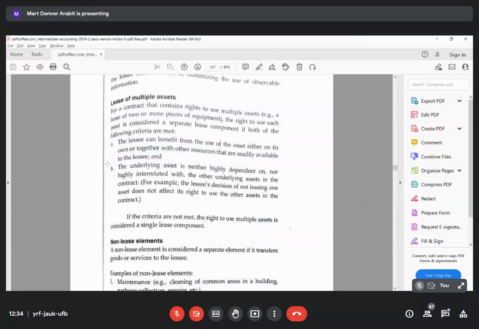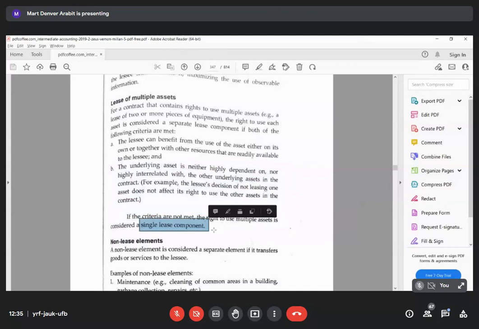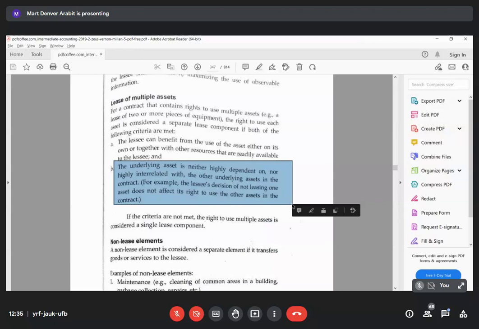And letter B, the underlying asset is neither highly dependent on nor highly interrelated with the other assets. So dapat yung asset daw is not dependent on each other. So if it is, then this is a single lease component. But if it is not, it is a multiple asset lease agreement.